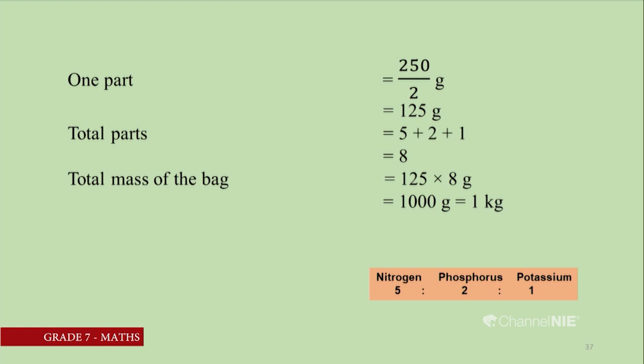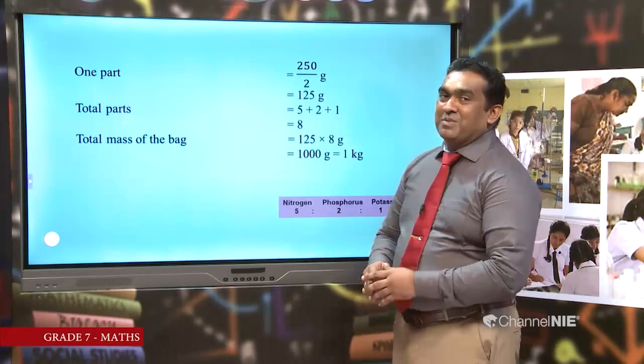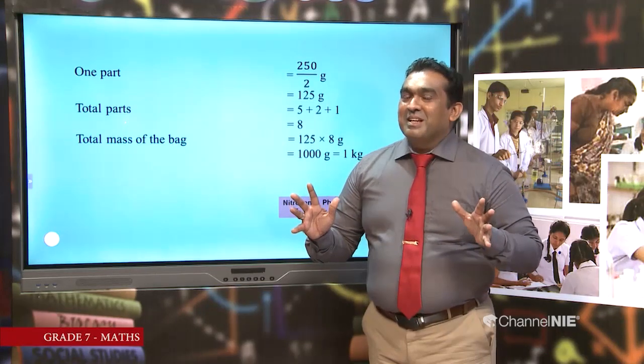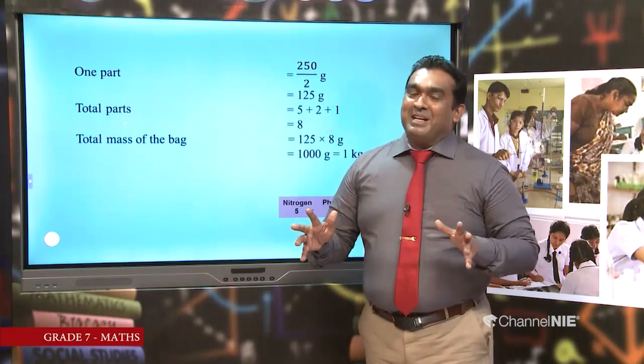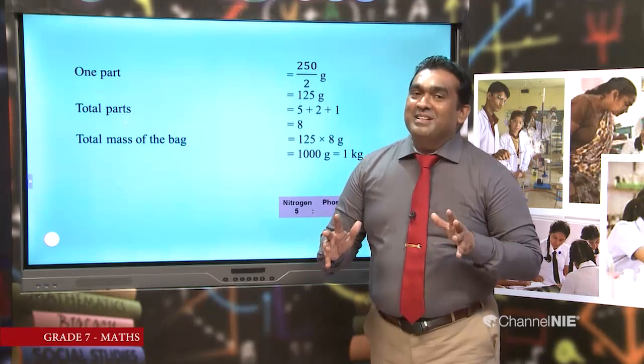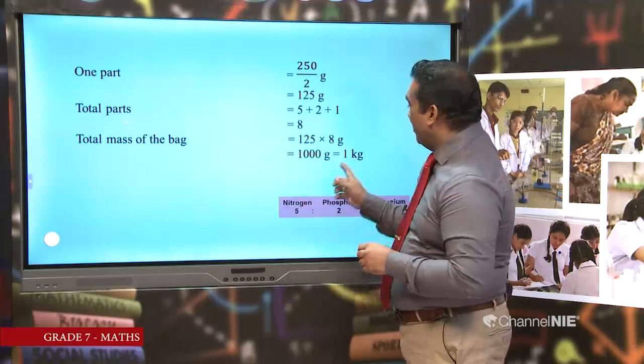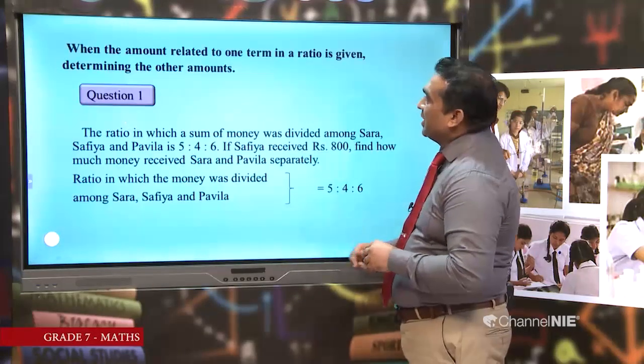Now you can see that 125 multiplied by 8 is 1000 grams. 1000 grams should be divided by 1000 to convert it into kilograms. Then you have 1 kilogram.